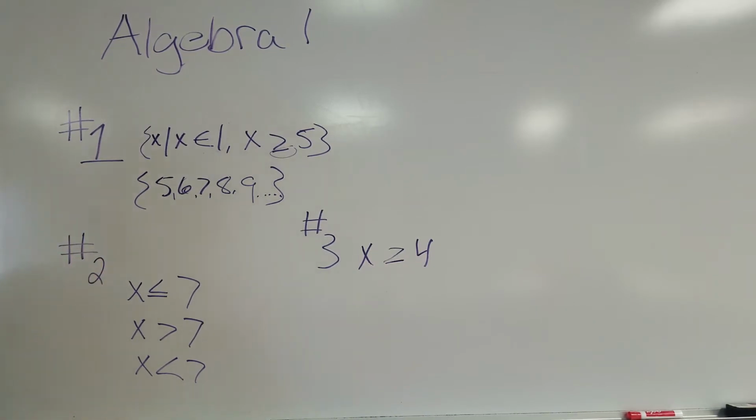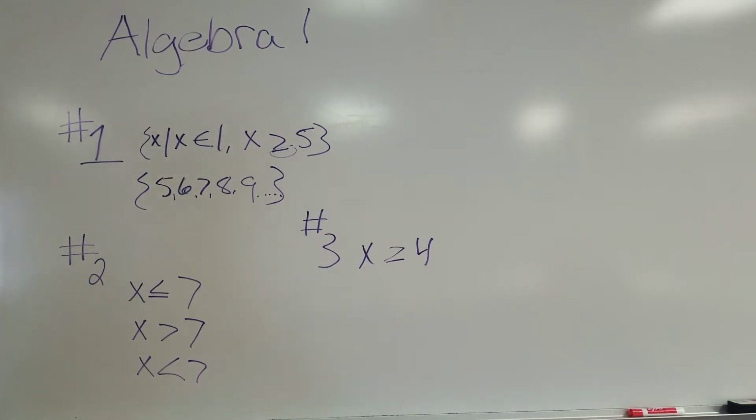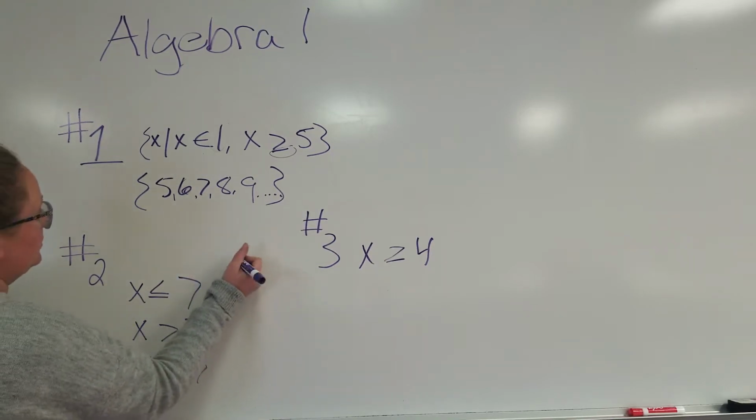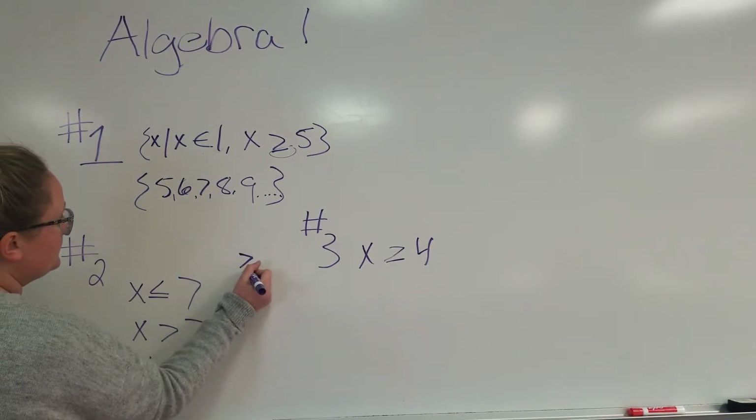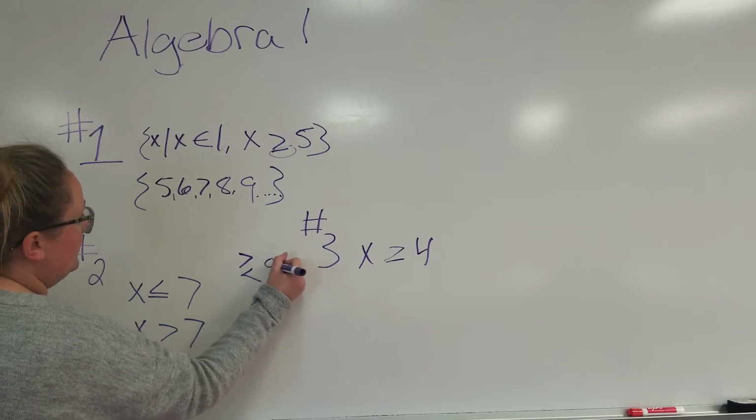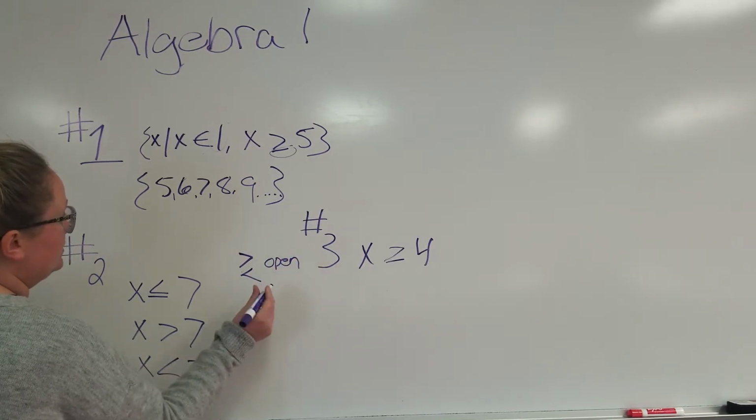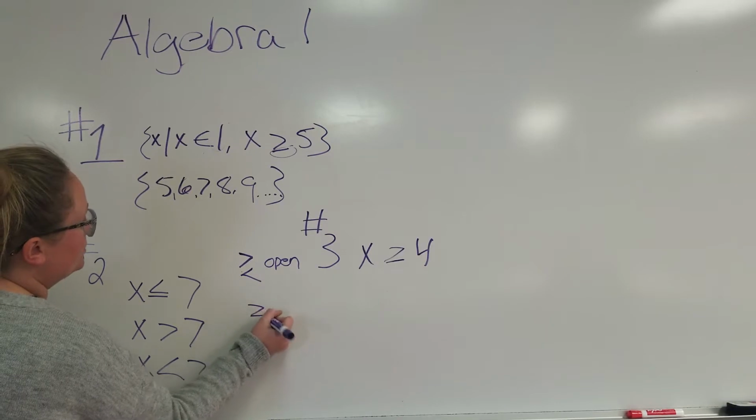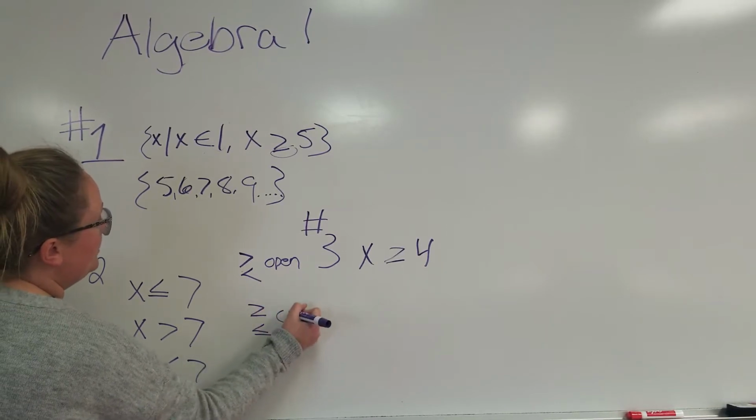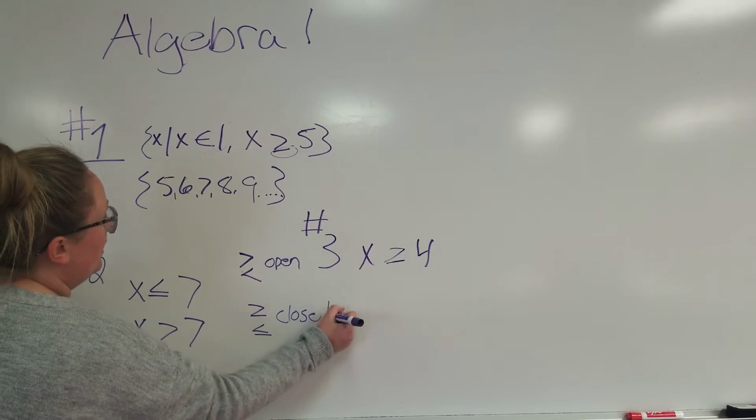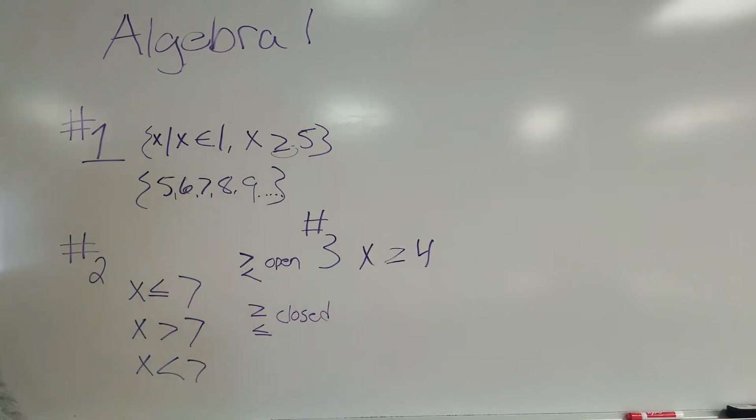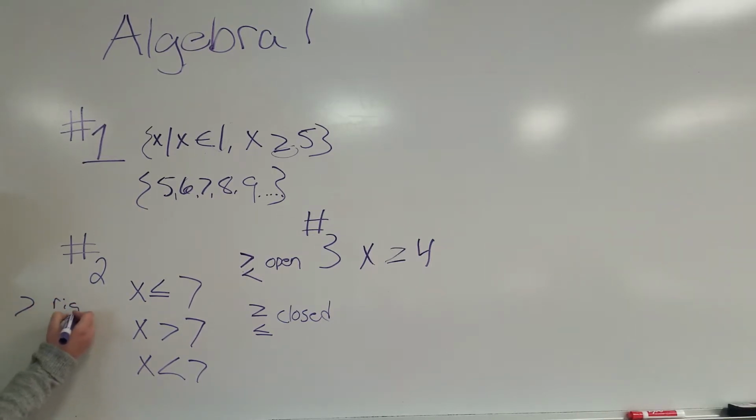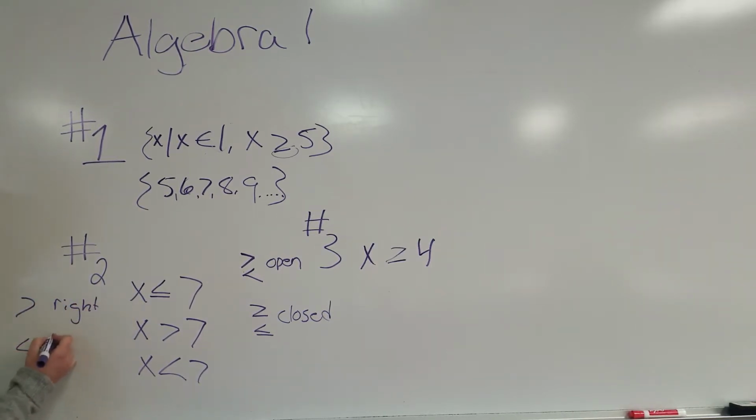Number 2, they say, which of the following sets would have a graph with an open circle on 7 and a ray pointing to the right on a number line? So let's remember that these kinds of symbols, greater than and less than, have open circles because it doesn't include the number it's on. But if you have a greater than or equal to or less than or equal to, that would be a closed circle. Also, greater than shades to the right and less than shades to the left.